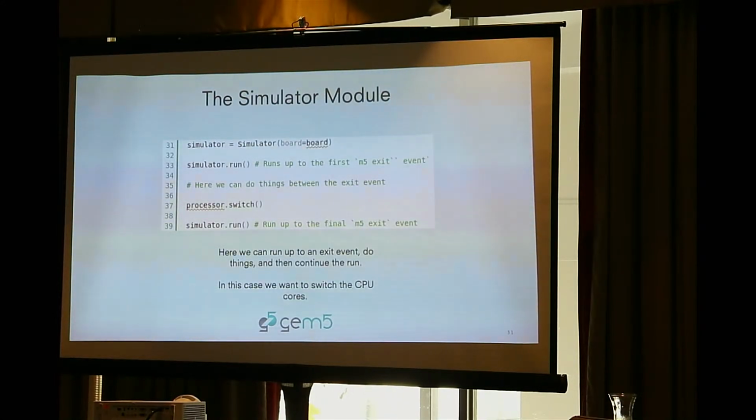I'm going to say you don't need to type this up because we're going to implement something better, but this is an idea of what you could do in this program. You could do simulator equals board as you did before, and run the simulation. That's going to run the simulation up to the first m5 exit event. And here we can do things between the exit events, or between the first exit event and when you run again.